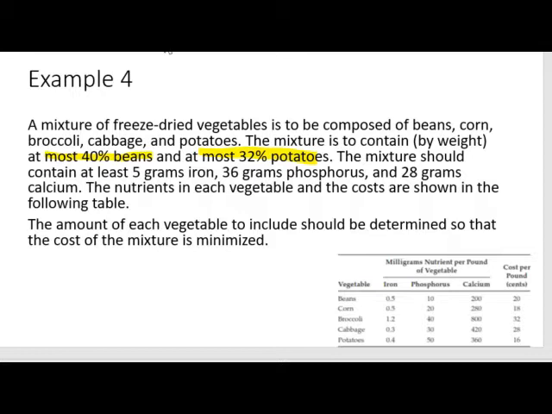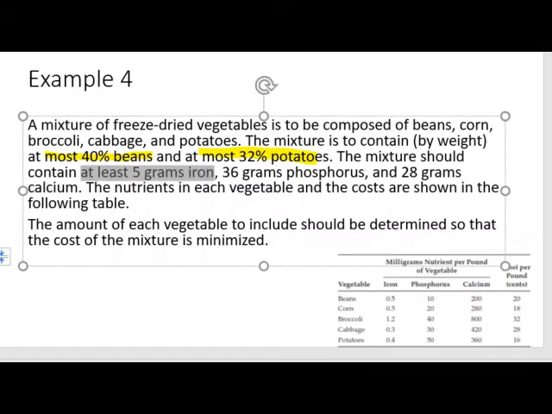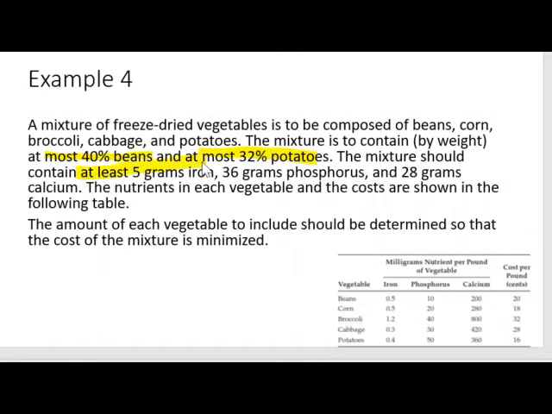The mixture should contain at least 5 grams of iron, 36 grams of phosphorus, and 28 grams of calcium. The nutrients in each vegetable and the cost are shown in the following table. The amount of each vegetable to include should be determined so that the cost of the mixture is minimized.